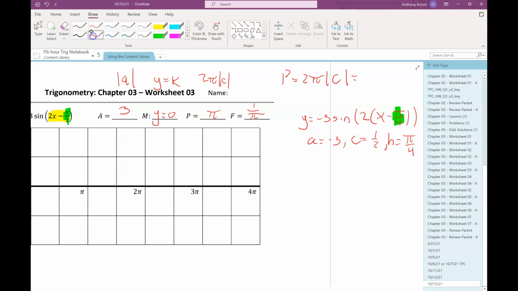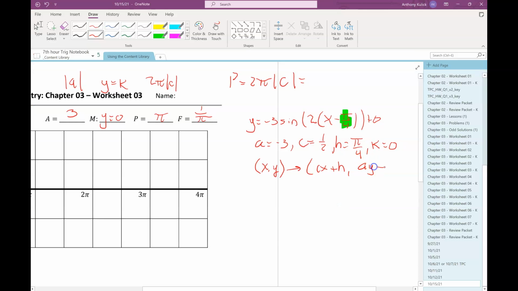Okay, so now that I've pulled those values and completed that first part of the problem, I'm going to go ahead and write my transformation map. So the transformation map we're using is always going to be Cx plus H, and then AY plus K. So I'll fill in those values that I have. So my C is 1/2. My H is pi over 4. My A is -3. And I'm not going to write plus 0 for the K. I'm just going to leave it there.